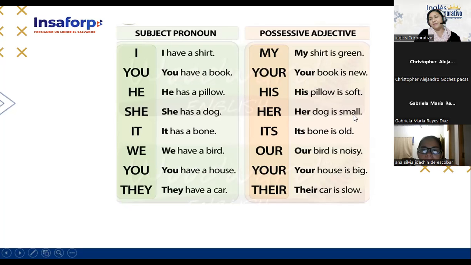So right now, we are going to write a sentence with each possessive adjective. Maybe you can type it in the chat. In the chat, you can write the examples. For example, you can say, my house is small. Or you can say, your name is pretty. Or your name is strange. His car is new. And so on. Okay, so let's write a sentence using each possessive adjective, please.